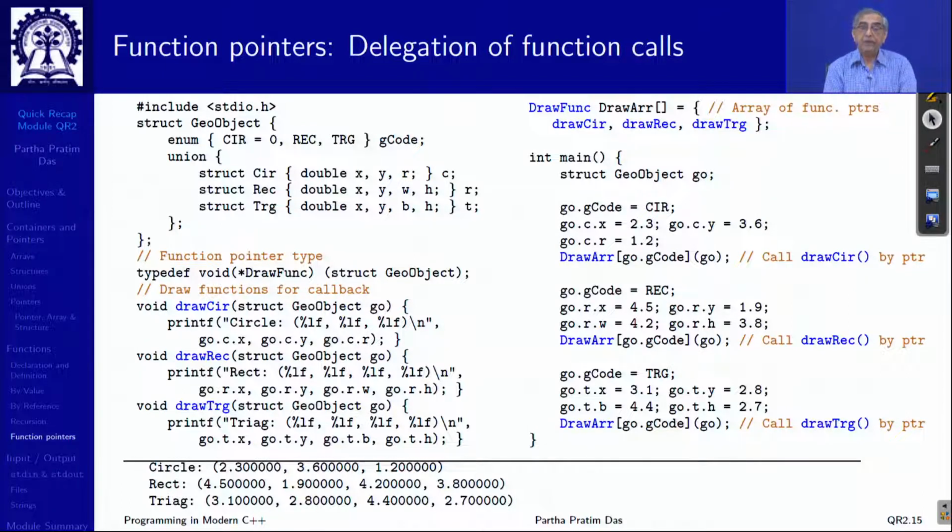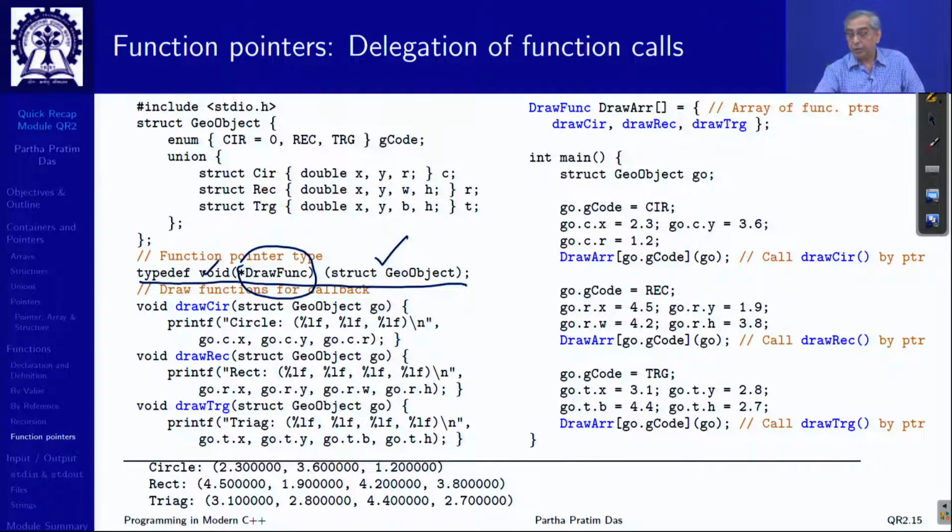So, last but not the least, functions can be pointed to. This is the typical way you use typedef to do this, that you are saying that I have a function whose name is star draw func. So, it is actually not a function, it is a function variable, right? Or it is a function pointer which will point to a function. I can give some, which takes a struct geo object and returns nothing.